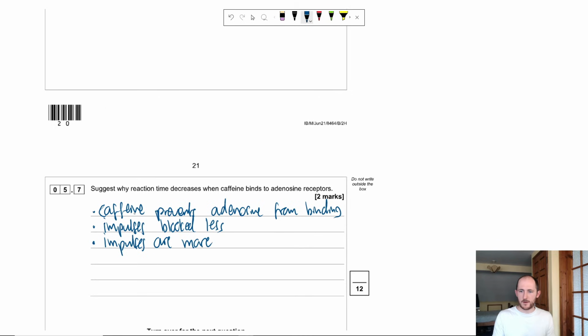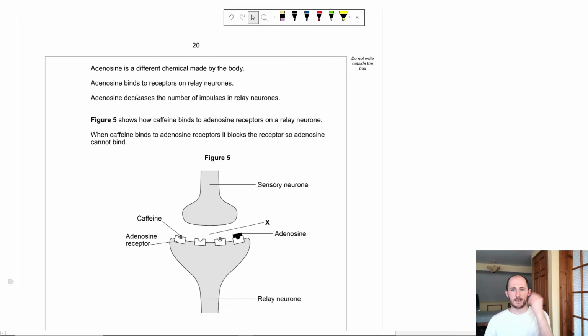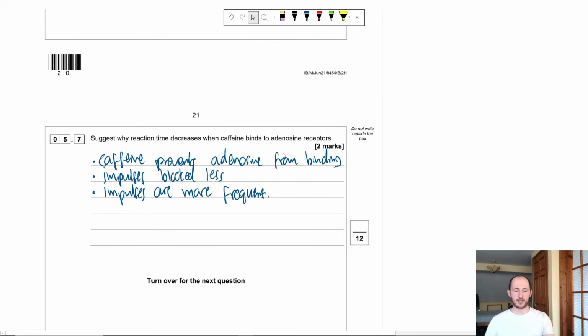Okay? So very simple, very short sentences. You don't need to do too much explaining. You're more than welcome to, but you don't need to, right? It's just very simply following the chain of logic they've given you. So adenosine binds to the receptors, which decreases the impulses. Caffeine stops that. Okay, but that means fewer adenosine bind, which means the impulses aren't blocked as much, which means they're firing more frequently. That's it. Okay, so it's just very much following the logic in the question.